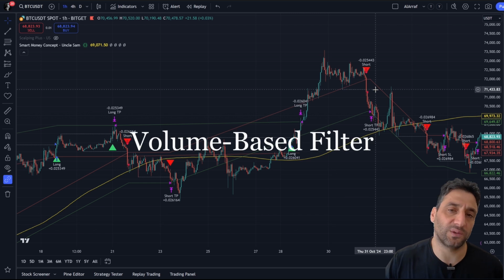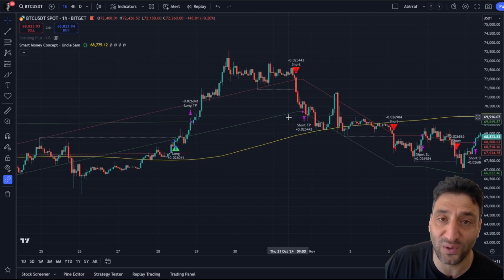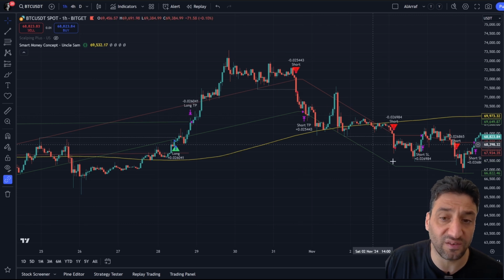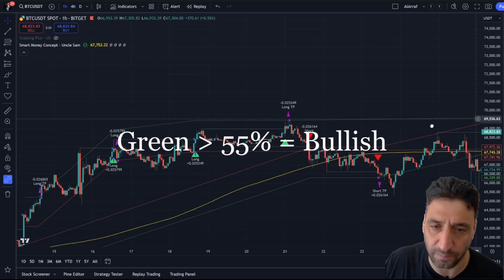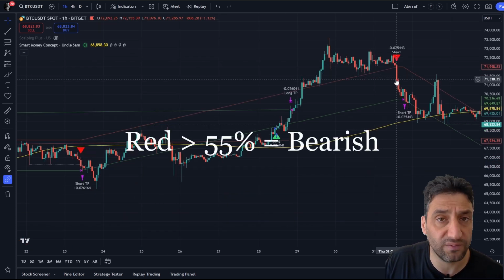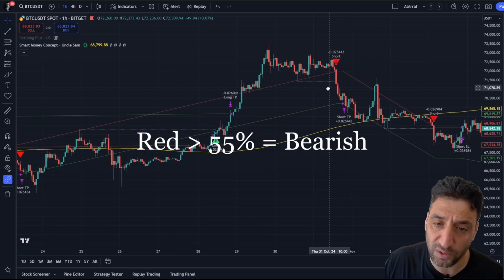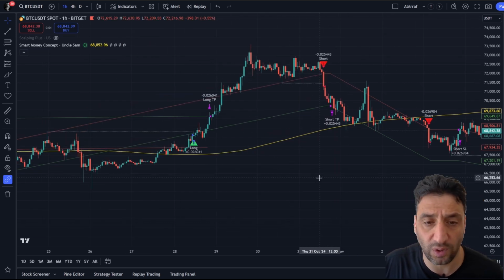Second, volume-based filter. I've integrated a custom volume filter that calculates green and red volume ratios. This helps determine if bullish or bearish volume is dominating the market. If green volume exceeds 55%, we get a signal for potential bullish momentum. Conversely, if red volume is above 55%, bearish pressure is indicated. This filter adds an additional layer of confirmation to our trades.